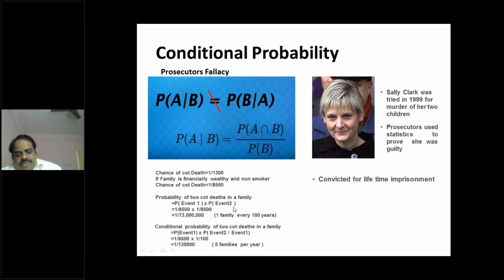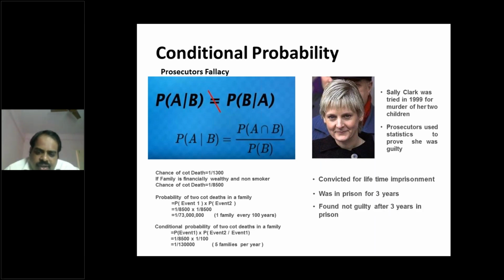What finally happened was, she was convicted for life. Then she was inside for 3 years, and after 3 years, they found that she was not guilty of the crime. But by that time, the damage was already done, and she died of depression and alcohol abuse very soon after coming out. This is the problem if you wrongly apply statistics or data, or if your understanding of the subject is limited. One should be very careful when we talk about data, especially if it is used to prosecute someone.